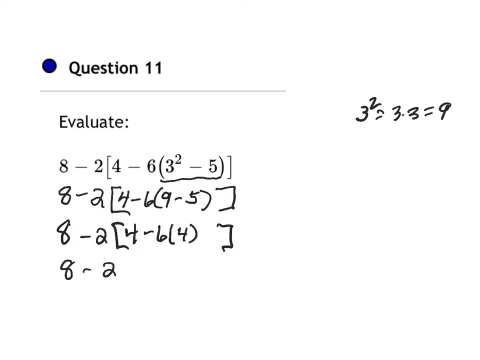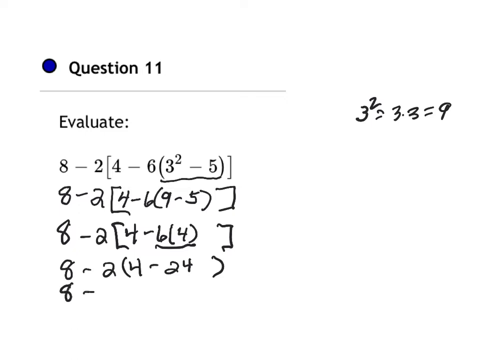I'm going to change these brackets to parentheses. I'm going to do the multiplication first. So that's 4 minus 24. And I take that sign in front of that 6 with it. So I do -6 times +4 gives me -24. That way I don't have double signs there.